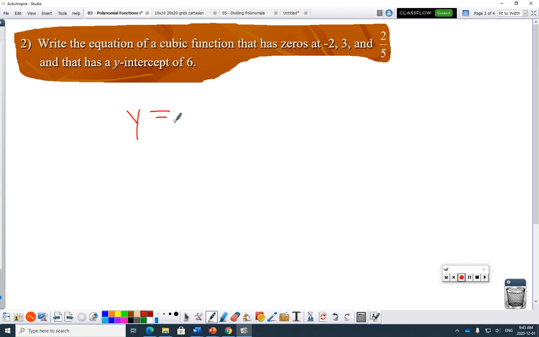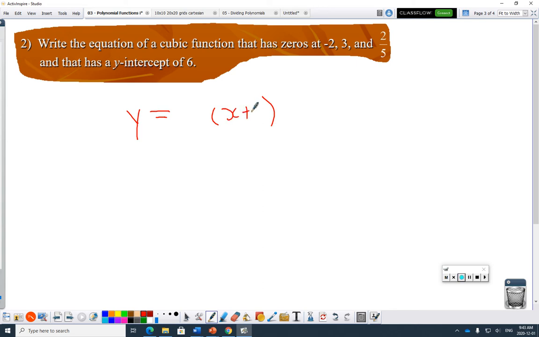Write the equation. I got y equals. I know they want me to write the equation. Y equals. The cubic function has zeros at -2, 3, and 2/5. If I know there's a zero of -2, I know one of the factors. What's one of the factors if it has to have a zero of -2? Tell me more about it.